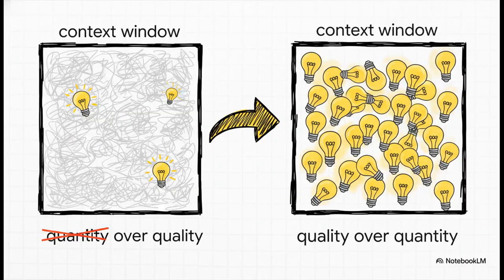And all of this, it all points to a new core engineering principle: contextual density. The goal is no longer just about having the biggest context window. It's about packing the most useful, high-signal information into every single token you use. It's really about quality over quantity.